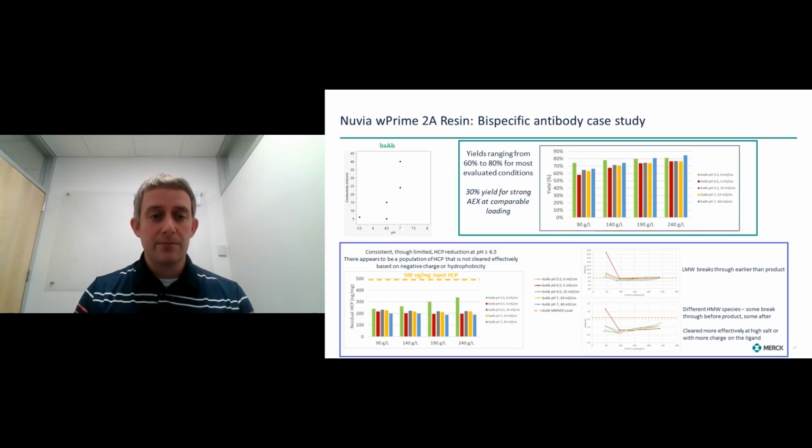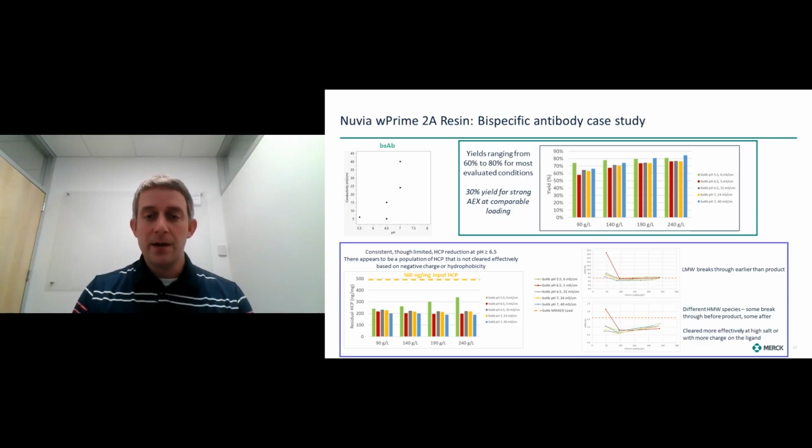Then if we look at product quality, host cell protein, we're getting a pretty consistent twofold reduction at all pHs greater than or equal to 6.5. So you can see a little bit more breakthrough for the pH 5.5 condition. Again, we don't see much change over time. So it does seem that there's a population that's not really cleared effectively based on properties here, but then a population that is cleared very effectively.